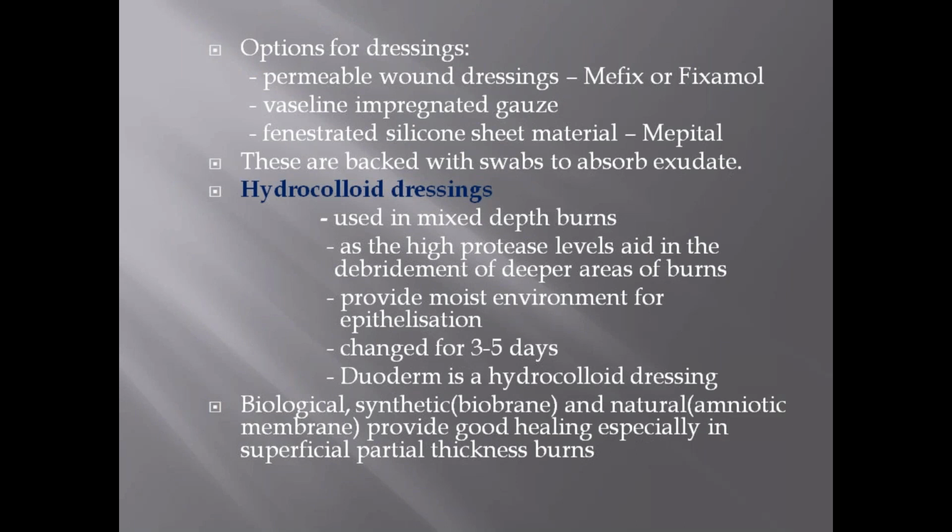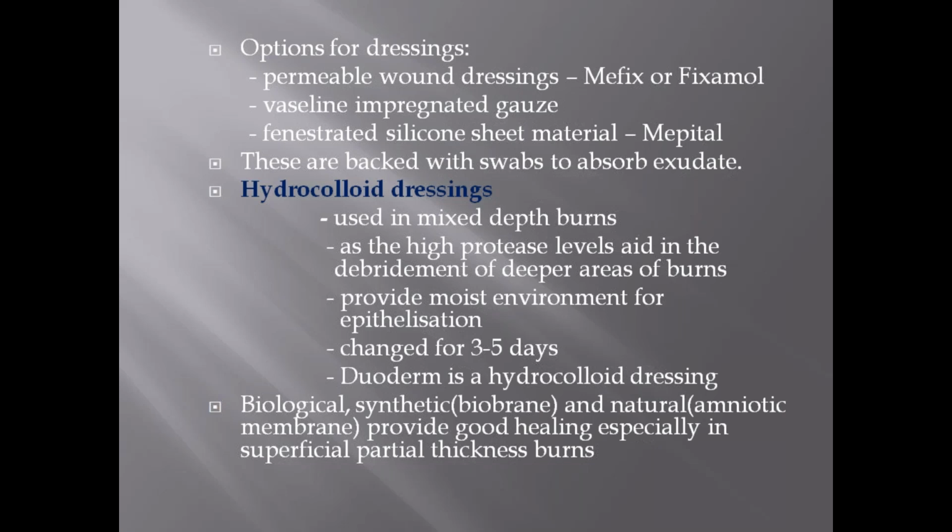So, what are the options for dressings? Permeable wound dressings: Melolite, Fixomull, Vaseline impregnated gauze, or fenestrated silicone sheet material, Mepitel. These are packed with swabs to absorb exudate. Another type of dressing is hydrocolloid dressing, which is very useful. These are used in mixed depth wounds as the high protease levels aid in the debridement of deeper areas of the burn. These provide moist environment for epithelialization. These are changed every 3 to 5 days.